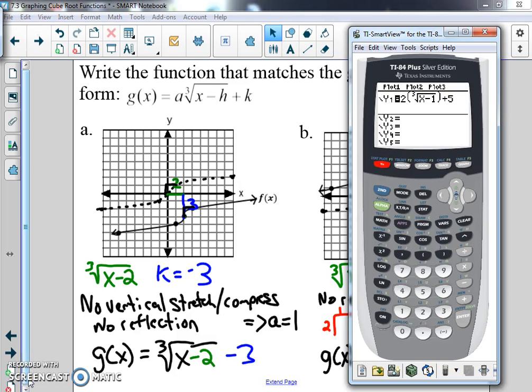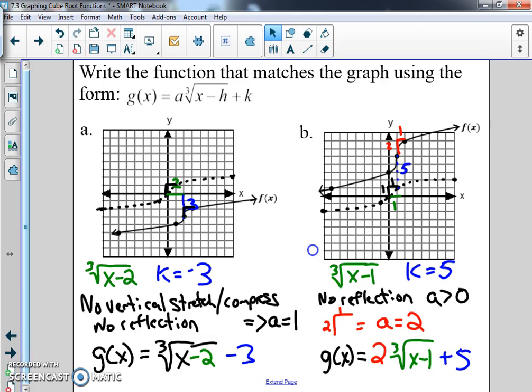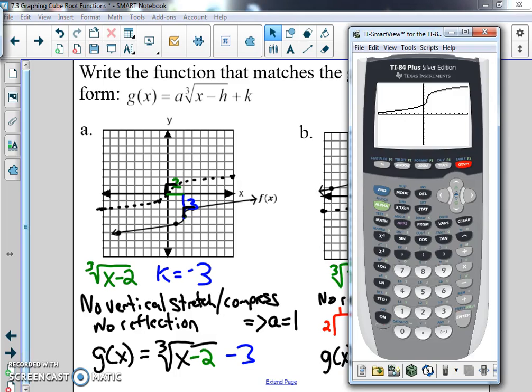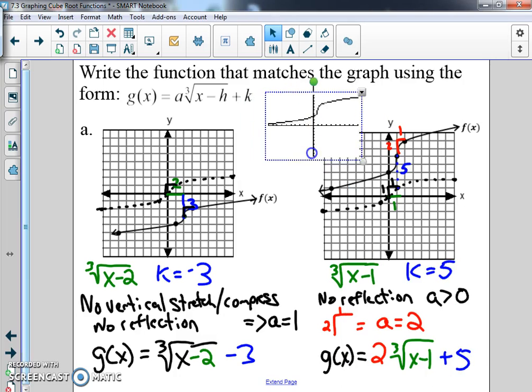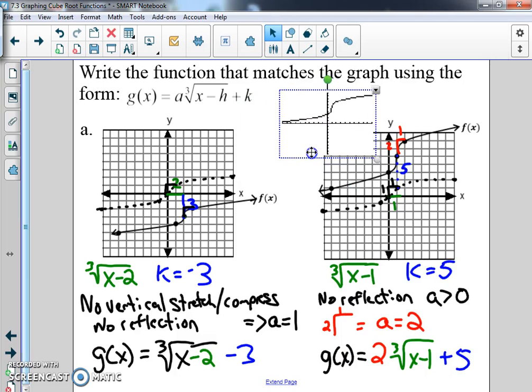Let's make sure we did this right. We put our function in there, 2 times the cube root of x minus 1, plus 5, and we go ahead and graph it. And we see that it looks exactly like the graph here. This, our transform function, looks exactly like what I've graphed in the calculator. Therefore, I know that I've come up with the right solution.